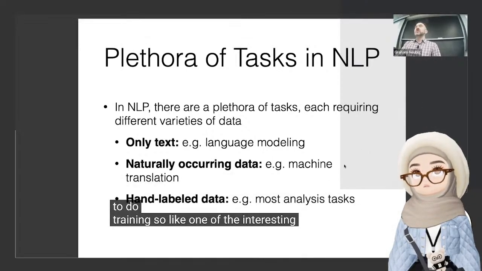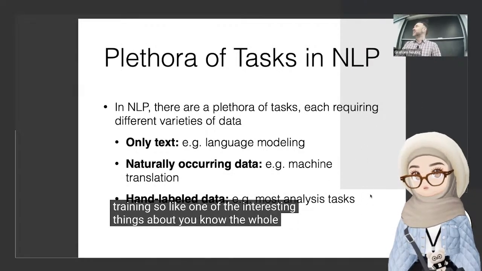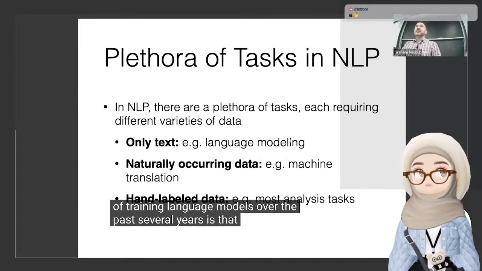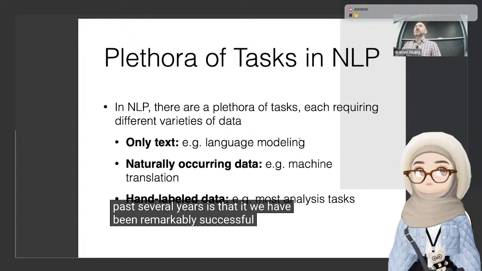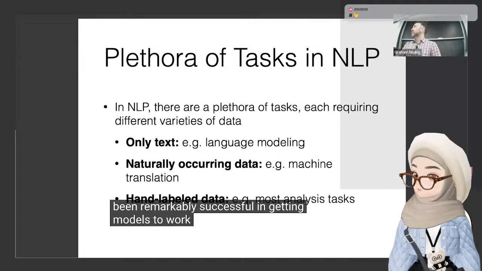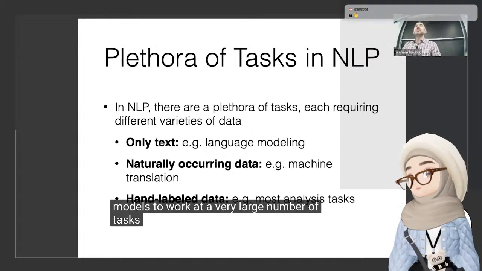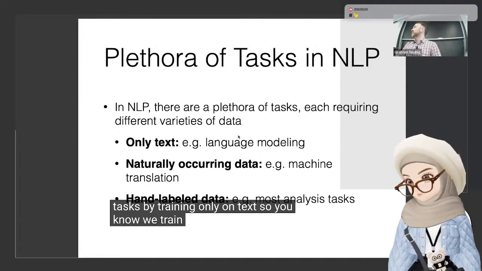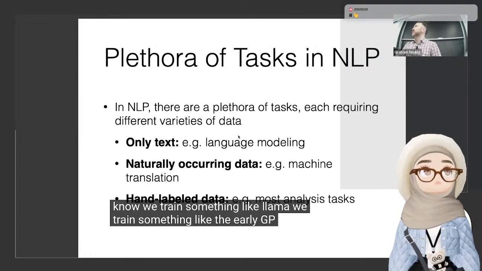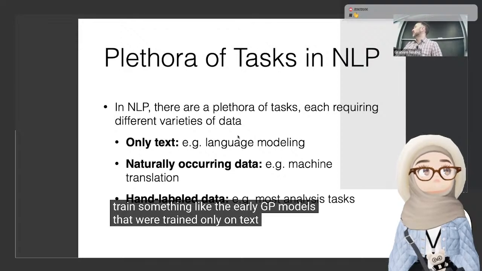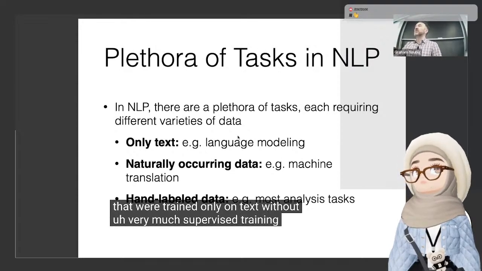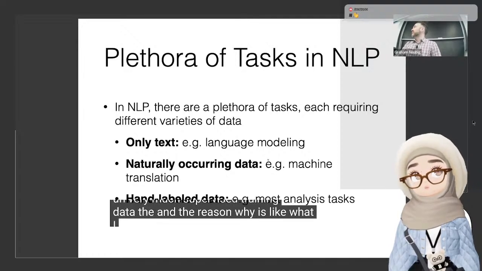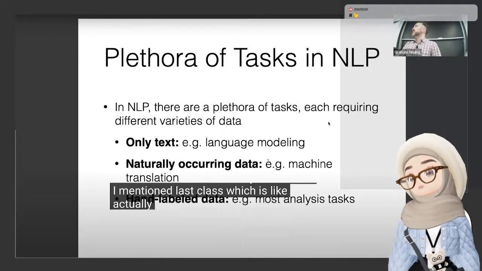So one of the interesting things about the whole paradigm of training language models over the past several years is that we have been remarkably successful in getting models to work at a very large number of tasks by training only on text. We trained something like Llama, or the early GPT models, only on text without very much supervised training data. The reason why is what I mentioned last class, which is that there's actually a lot of data.